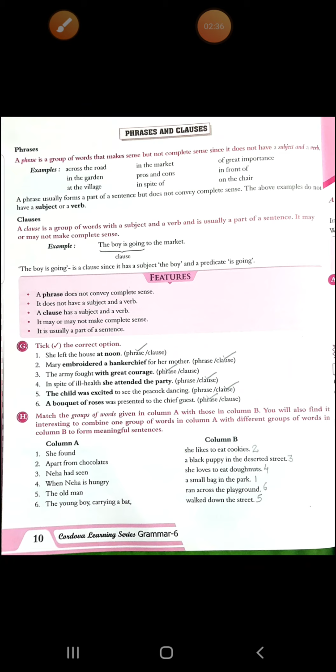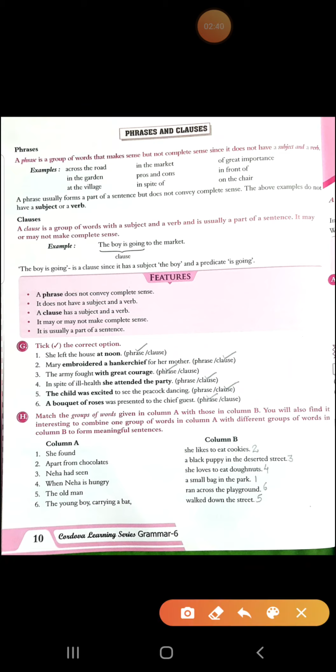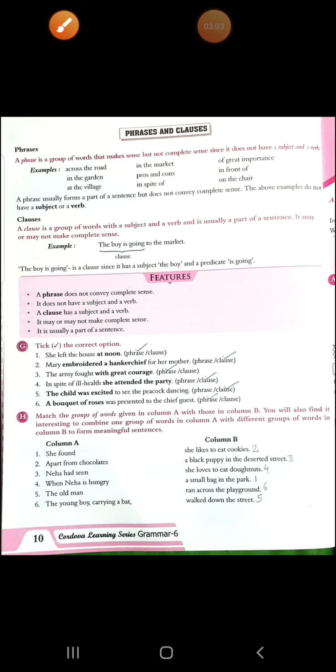Alright, now let's see here some examples. Across the road. So there is no subject, neither is there a verb. And if I'm saying across the road, is it giving a proper sense? Is it giving a complete sense? No, because what is there across the road? Who is there across the road? We know nothing about it.